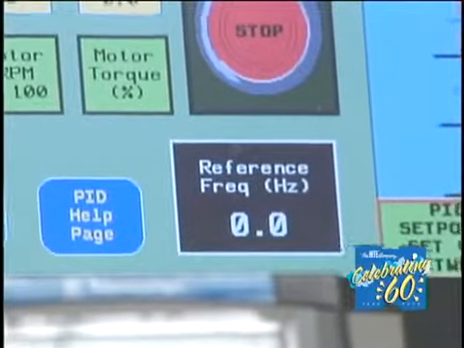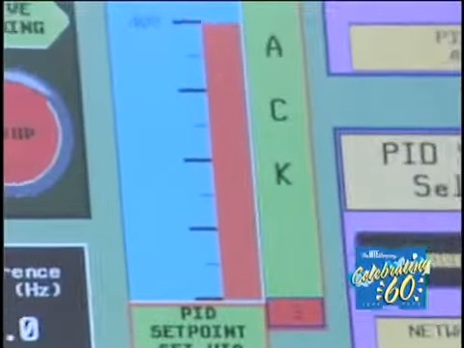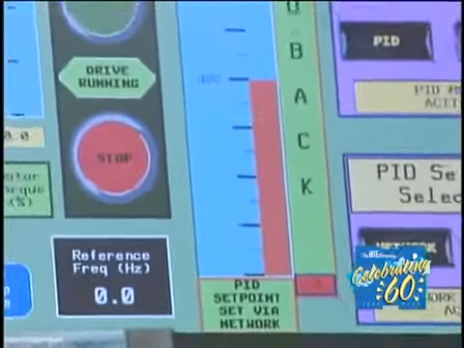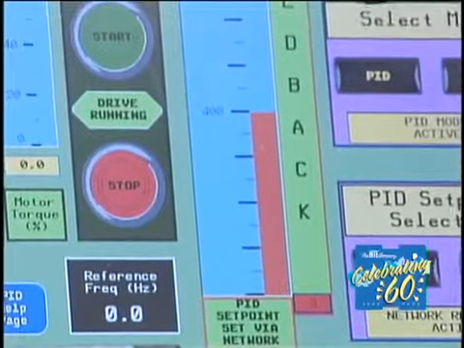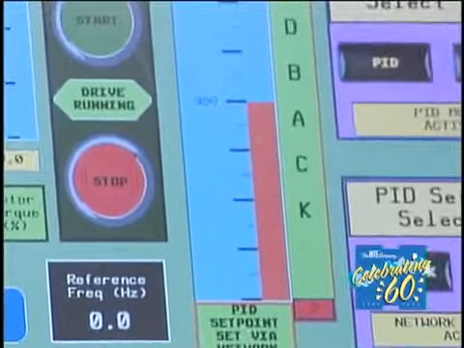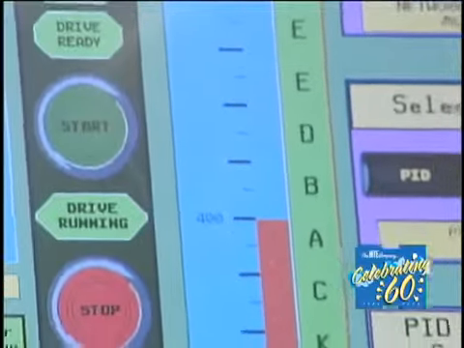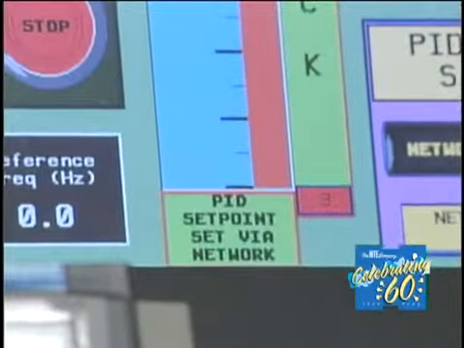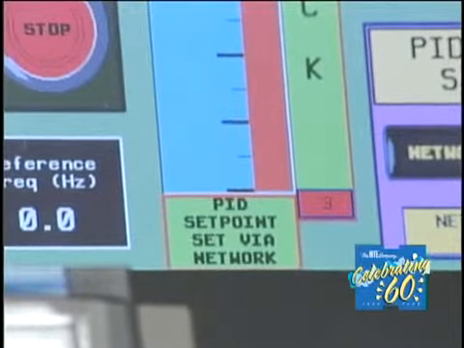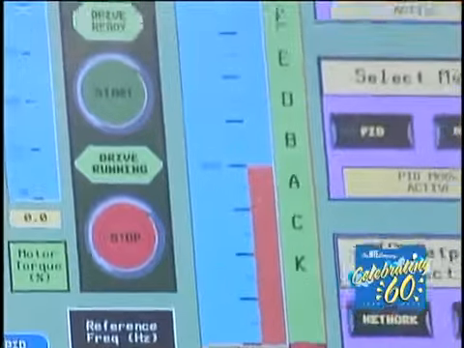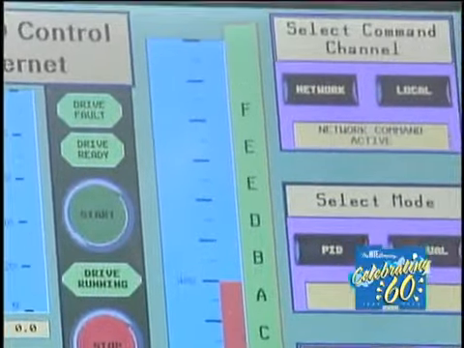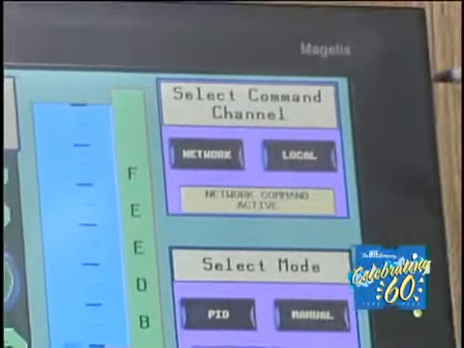Here in the middle, we have a bar graph on which we set our set point for the PI demonstration. And then for feedback, this little red rectangle will float in here depending on where the object is that is being controlled. Over on the right-hand side, we have some push buttons.